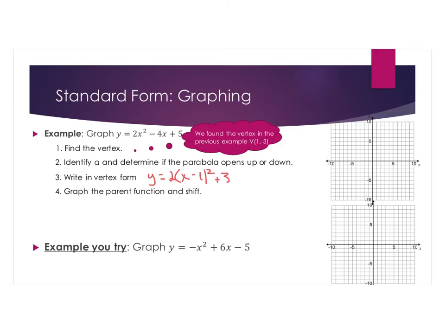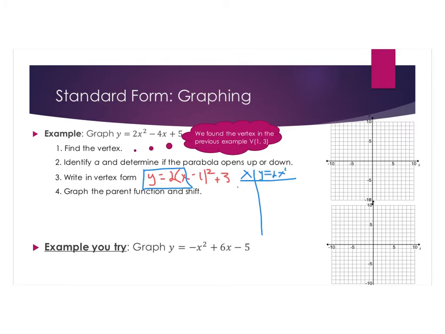Now we're going to graph the parent function and shift it. If you have forgotten how to do that, remember what we did is we put a box around what it is we're doing to x. And we're going to graph the parabola y equals 2x squared.